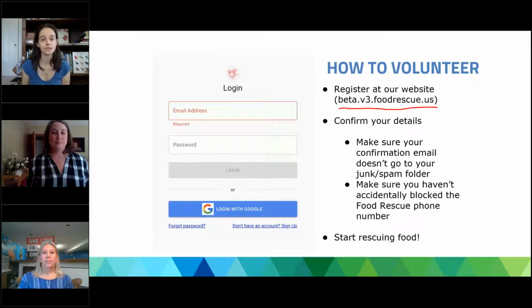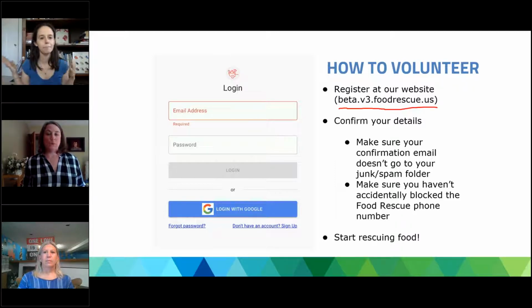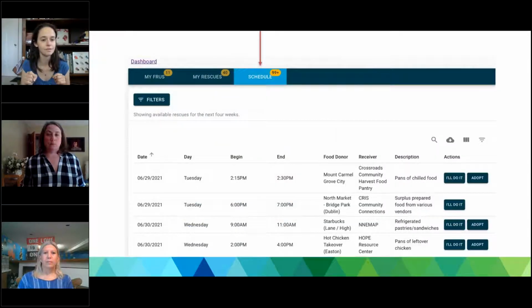Once you have registered, and you'll see this on the next slide, it's really easy to go in and start rescuing food. We send out a welcome email once a week with basic information, and the FAQ in the handouts is one of the things that we send out to all new rescuers. But once you enter that initial dashboard, it's super easy to locate open rescues and sign up for them. But despite the ease, I will now talk you through it.